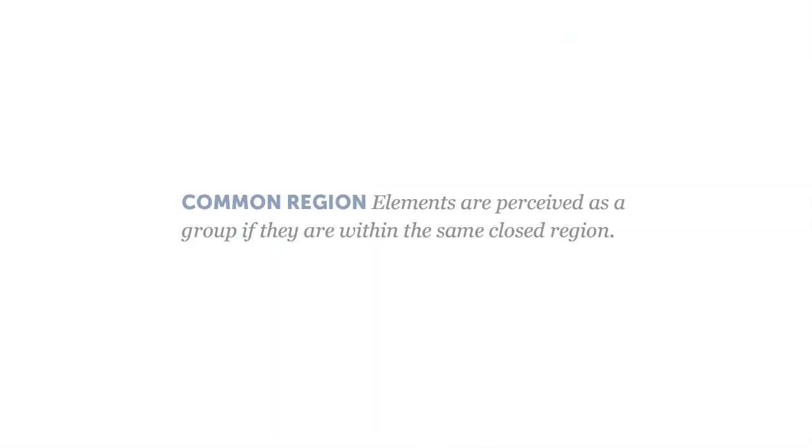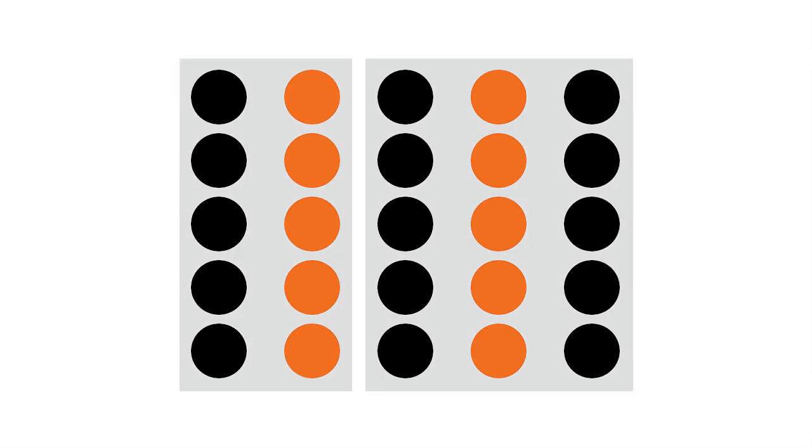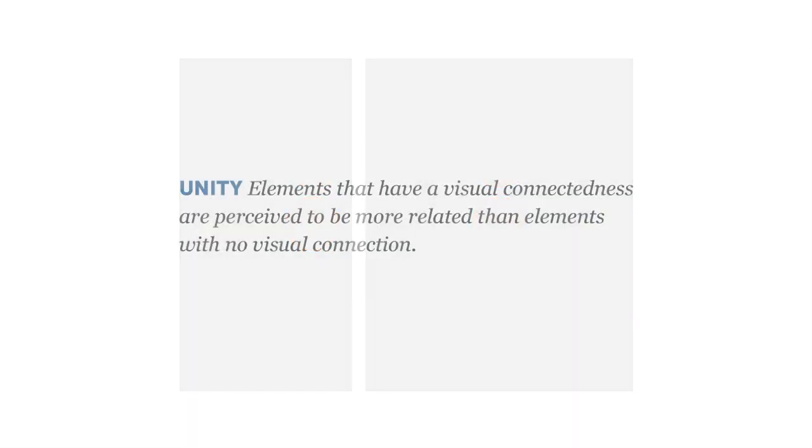on a curvilinear path. The law of common region explains that elements are perceived as a group if they are within the same closed region. In this arrangement, you're most likely seeing 5 groups, 5 evenly spaced columns of circles. But watch what happens when we bring in some shapes to contain those columns. All of a sudden, those 5 groups have become 2 by virtue of the columns being contained within the rectangles.